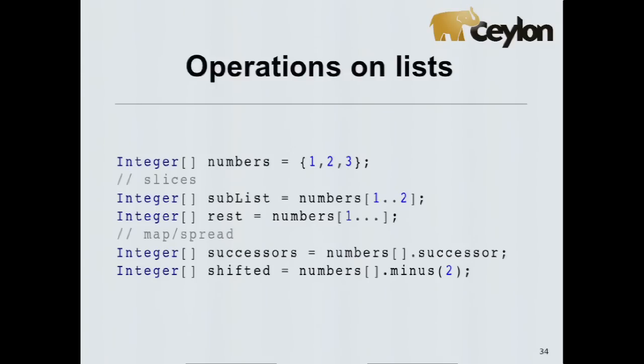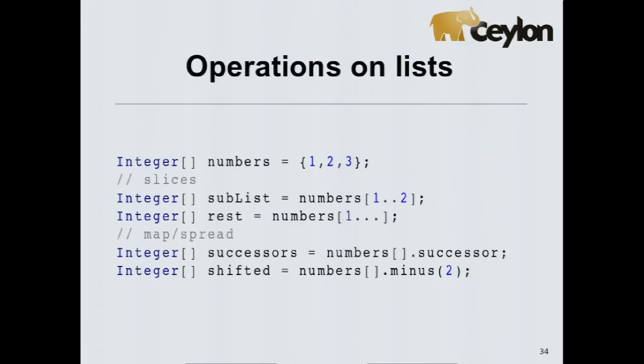So what can we do with lists? Let's say we have a list of numbers, 1 to 3. We can access sublists, so 1 to 2 or 1 to the n. We can do something a bit more interesting, a bit like a map spread thing, where we read the successor attribute of each of the elements of the numbers. That gives us a new sequence. In this case, successor is plus 1, so it's really boring. So we'll have a sequence of 2, 3, 4, because we read 1.successor, 2.successor, 3.successor, giving a new sequence.